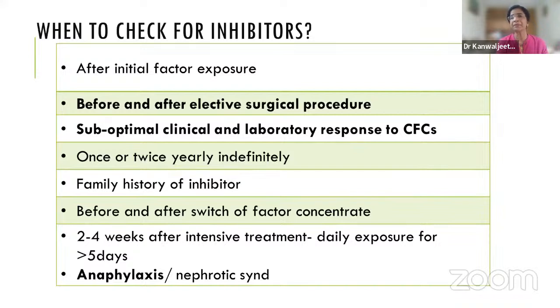And after an elective surgical procedure, as I talked earlier, whenever there is intense exposure to factors, the body reacts by forming antibodies. So antibodies which were negative earlier may turn positive after a surgical procedure because of intense exposure to the factor 8 or 9 antigen. Also, it is important when a patient is having bleeds despite the factor replacement, there is a suboptimal clinical response, and the aPTT stays prolonged. In such cases, you want to see whether compliance is the issue, but if compliance is adequate, then you should look for inhibitors.